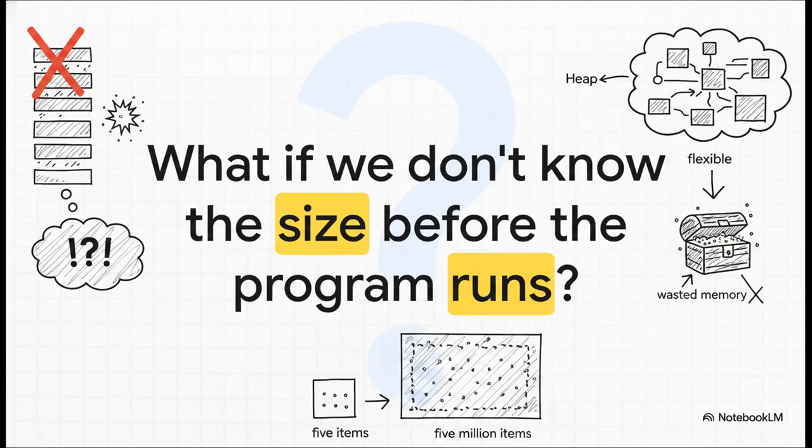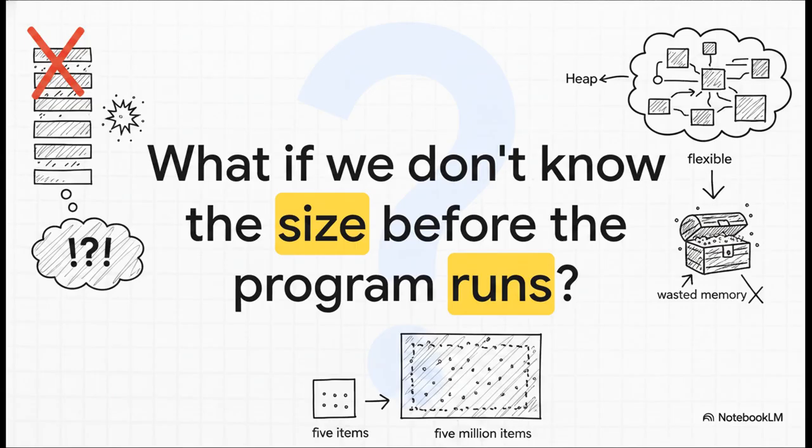I mean, picture this. You're building a program that processes user data, but you have no earthly idea if the user has 5 items or 5 million items until they actually boot up the app. If you stick to the stack, you basically just have to guess. Guess too low, and your program straight up crashes. Guess too high, and you're hogging wasted memory.